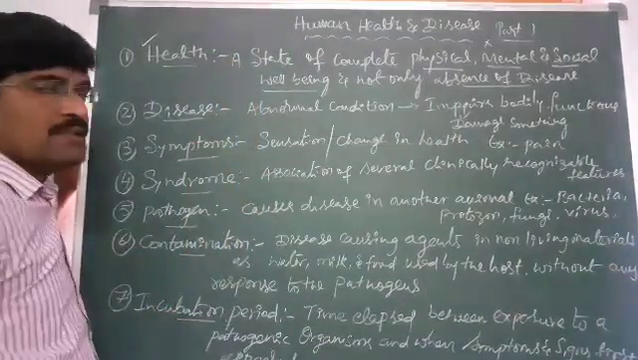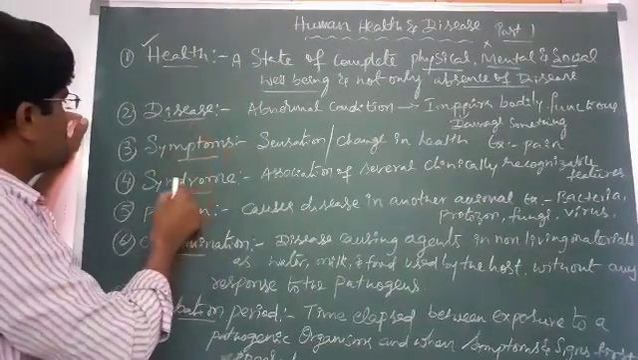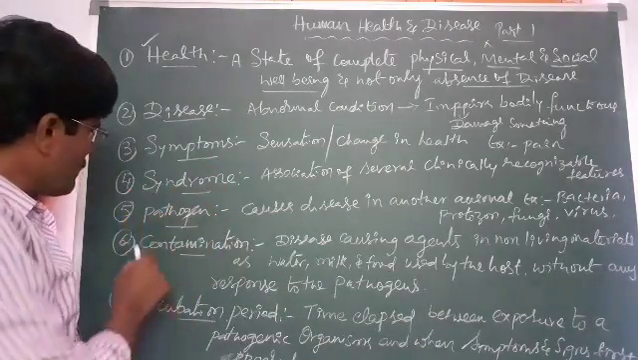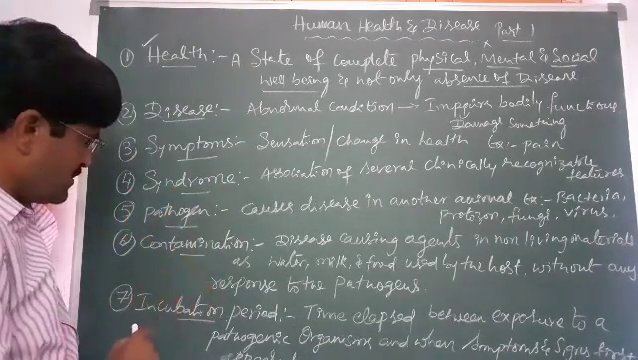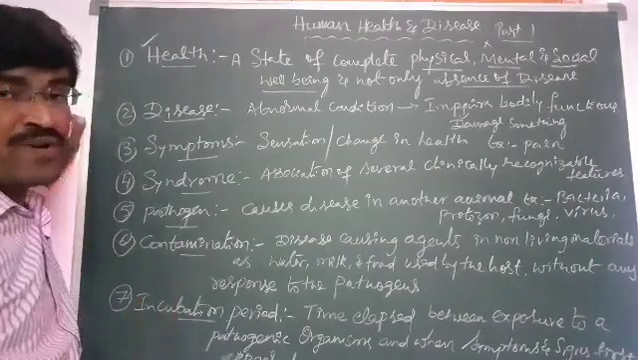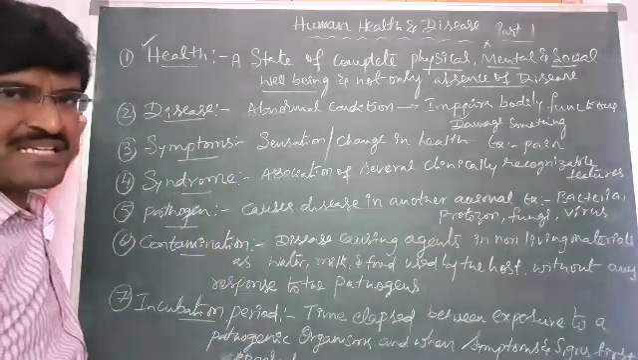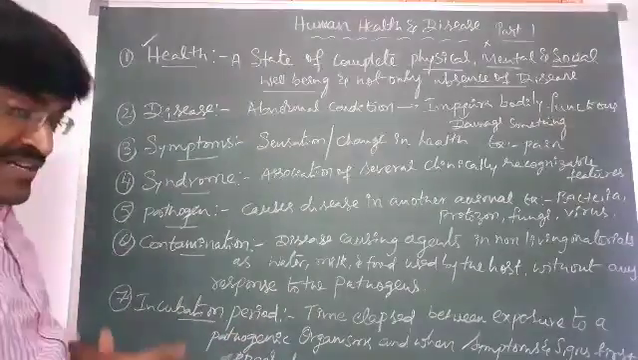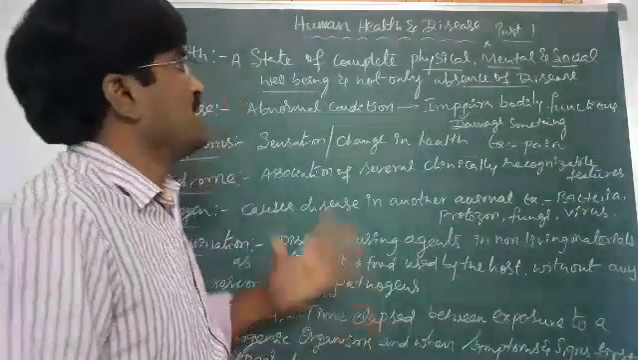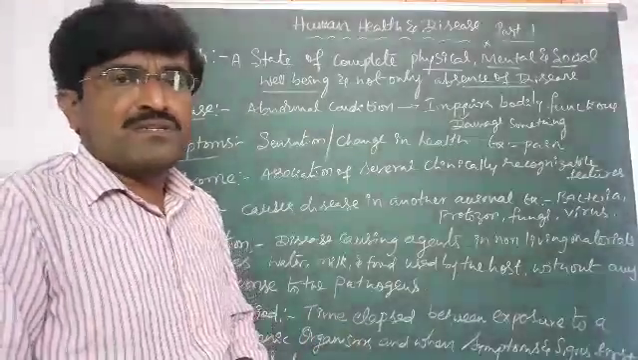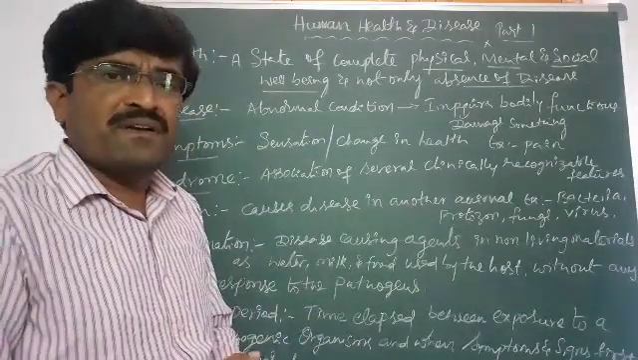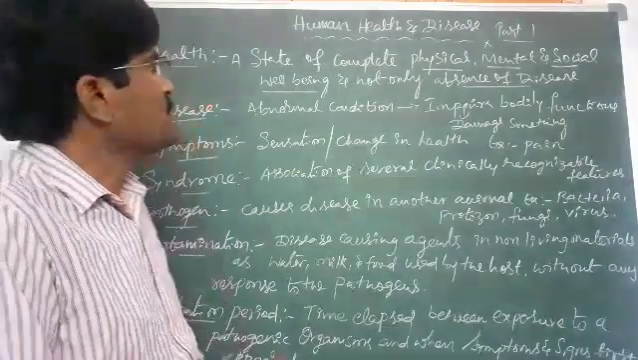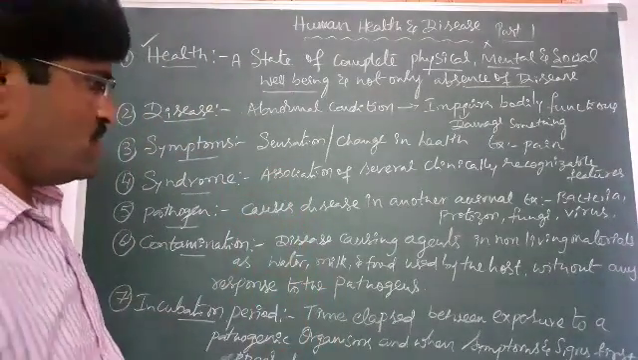Here: number 1, health; number 2, disease, what is disease; number 3, symptoms; number 4, syndrome; number 5, pathogen; number 6, contamination; number 7, incubation. These are some of the terminologies very essential for understanding the health and disease chapter. We need to maintain our health properly and systematically. Life is very valuable. So we will see those terminologies one by one.